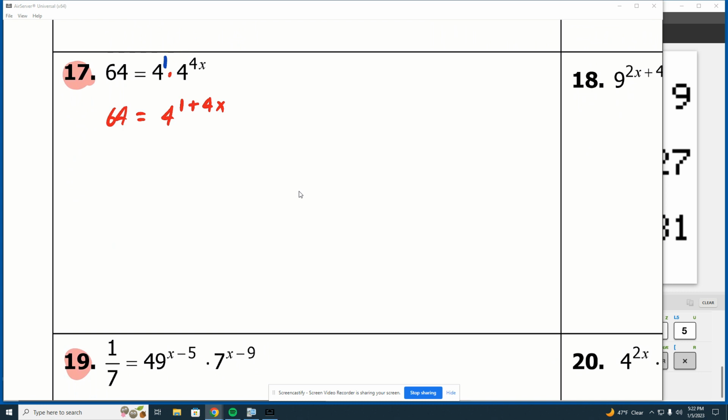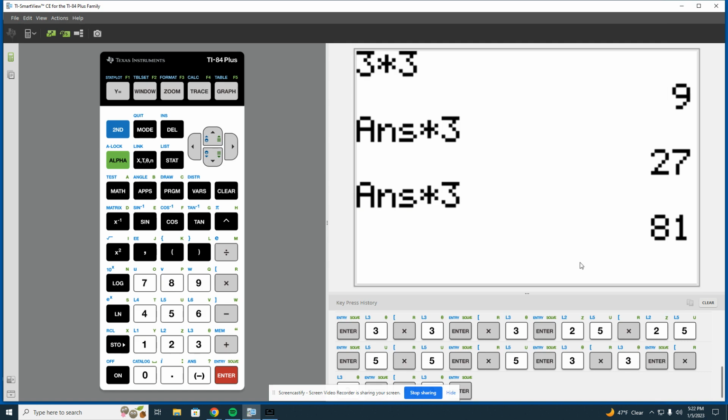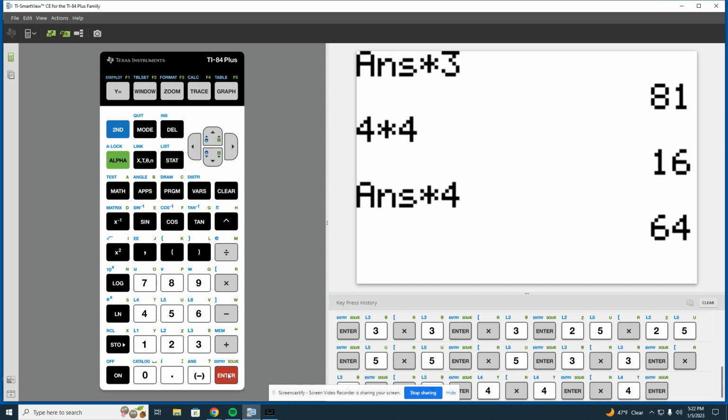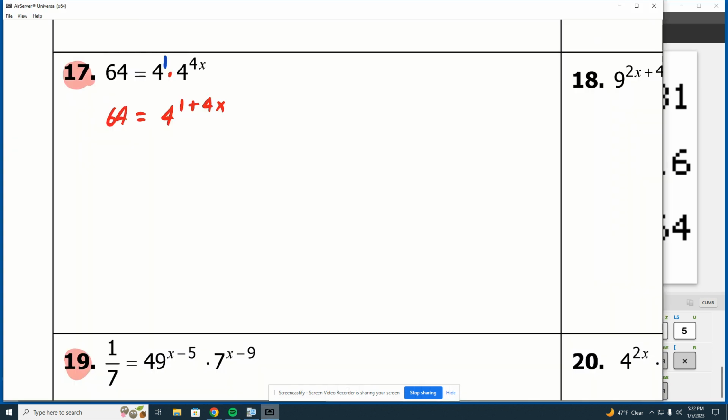So now that we have this base 4, let's see if we can make 64 also have a base of 4. So here we go. 4 times 4 is 16 times 4 is 64. There it is. So 4 times 4 times 4. 4 cubed gives me 64. So I sure enough can change this to be 4 cubed.